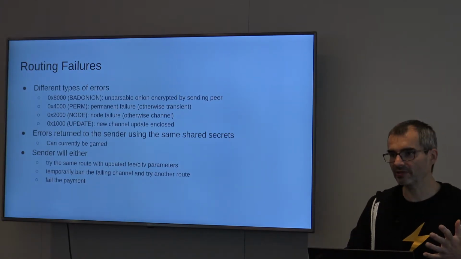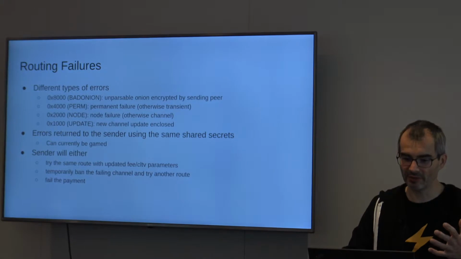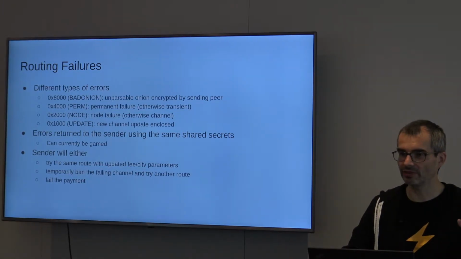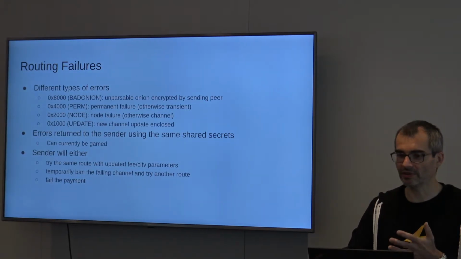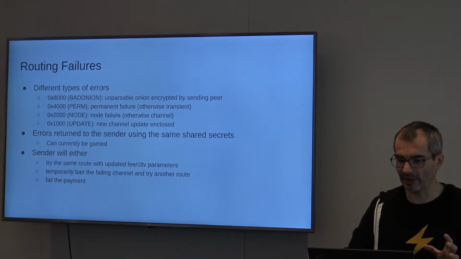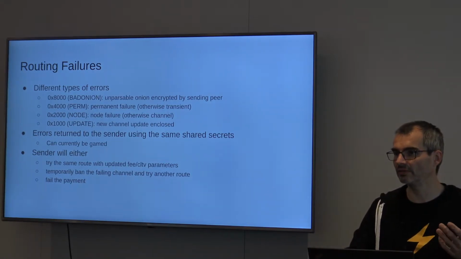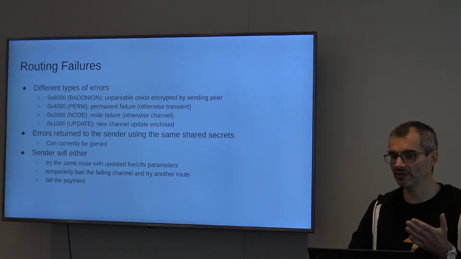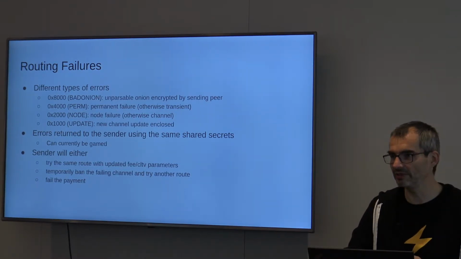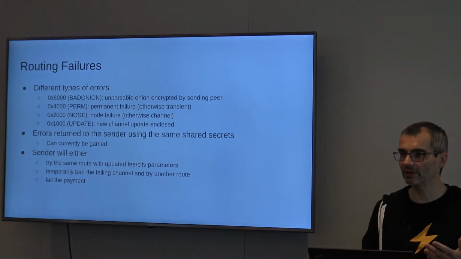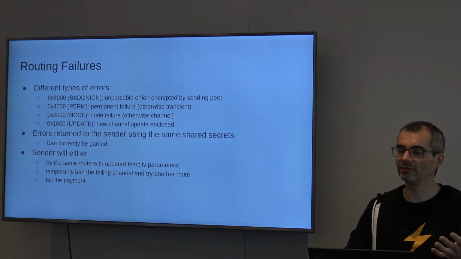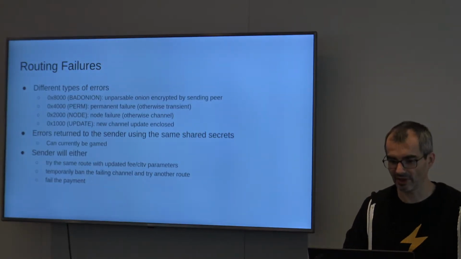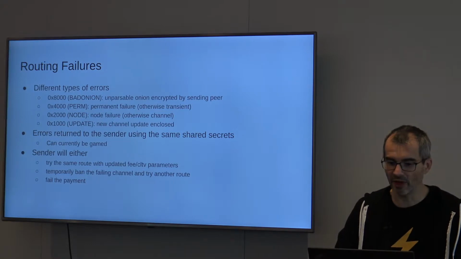So in the specs, you assign them types, and for certain types that are not fatal errors, for errors where you can actually retry, when you return errors, you can attach a channel update. So the errors we have today are bad onion. You just can't read what's in the onion that is attached to an HTLC. You have permanent failures. It's never going to work. You have node failures. The node that is trying to relay the payment is having problems. And you have update failures.